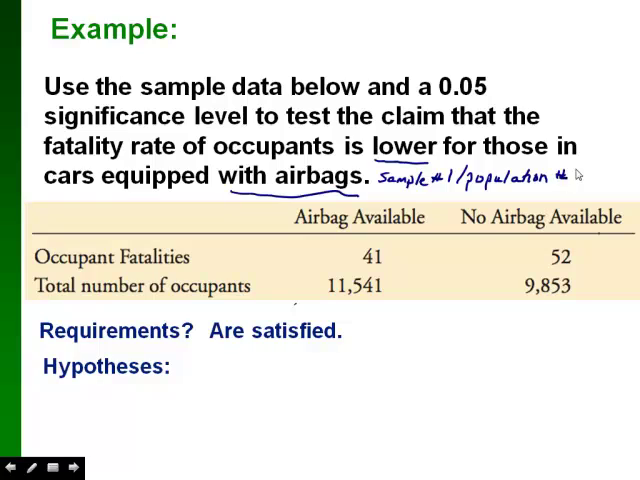So, and remember, when we're doing our hypotheses, we're comparing our population proportions. So we're looking at P1 and P2, and we want to compare those two. So if the fatality rate is lower for the first population, that would mean that we would have P1 less than P2. Now, since this is an inequality, it doesn't have an equals, that is going to have to go with our alternative hypothesis.